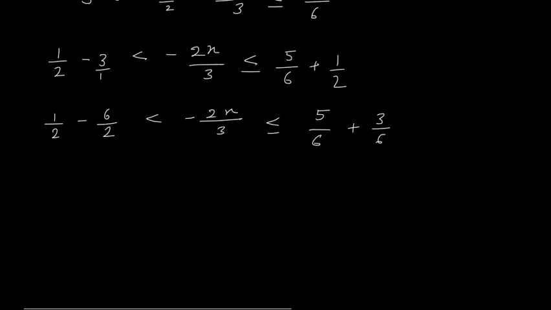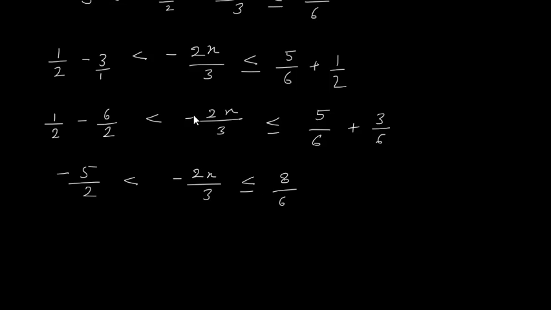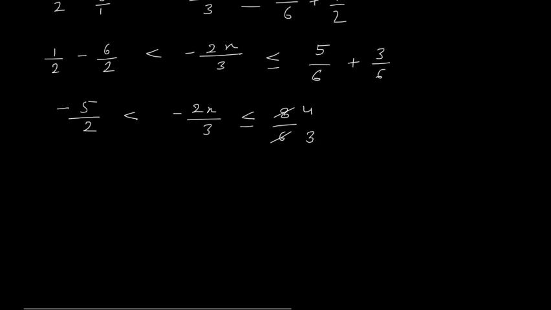So 1 minus 6 is minus 5 by 2, less than minus 2x by 3, less than or equal to 8 upon 6. Now 8 upon 6, 2 4s are 8 and 2 3s are 6, 4 by 3 you can say. Now throughout what you can do, you can multiply by 3 upon minus 2. So you multiply by this number. So this is minus 5 by 2. Now as you are multiplying by a number which has negative sign, this inequation sign will change.